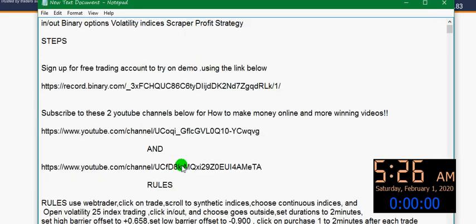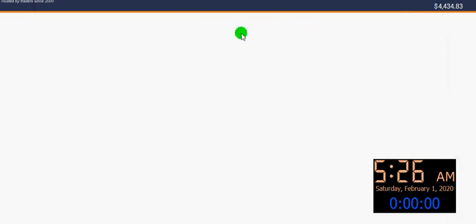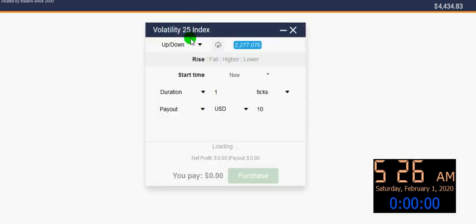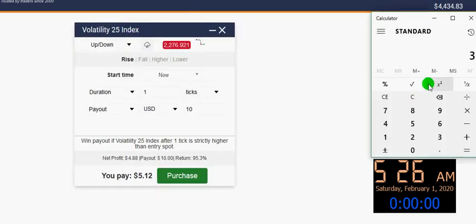After signing up for a free trader account using this link, make sure you use the webtrader to trade so you are able to see all the interface. So let's open the trade. Go to Volatility 25 index. We'll place just a few trades because of the time. I have to get some rest. We'll place like 3 or 4 trades here.